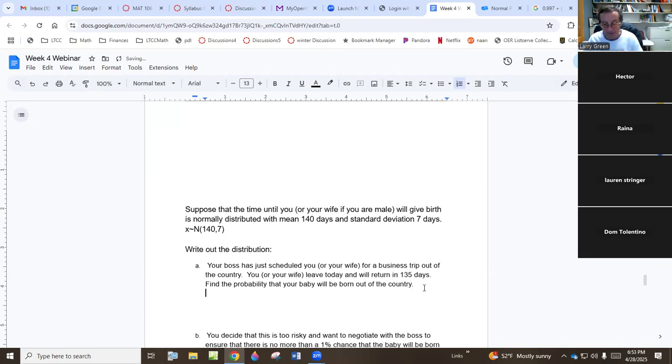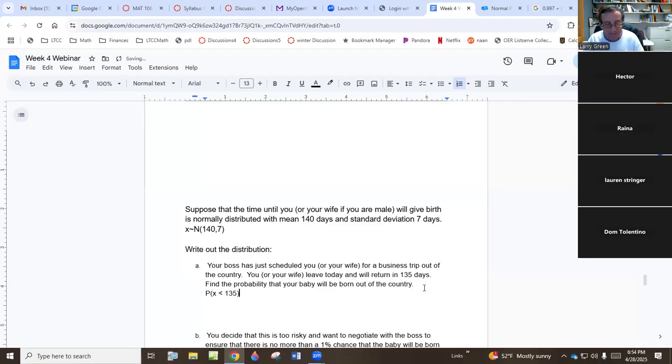How to turn this into symbols. Whenever you have a word problem, you want to turn this into symbols. So if it's find the probability, we're going to use the capital P for probability and then a parenthesis. If the baby is born out of this country, when will the baby be born? What do you know about when the baby was born if the baby's born out of the country? How many days? Yeah, within 135 days is good, but even better is to say less than. X is less than 135.